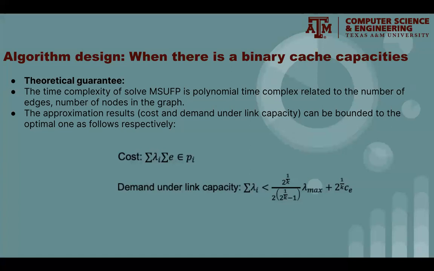For this algorithm, we also have theoretical guarantees on the time complexity and the approximation results. The time complexity to solve this MSUFP is polynomial, related to the number of edges and number of nodes in the graph. For the approximation results, we have two objectives. The first one is the cost, and the second one is the demand, which can be bounded relative to the optimal one as follows, respectively.